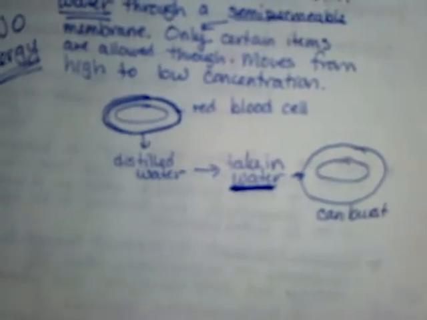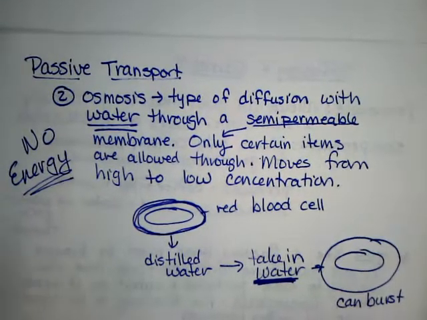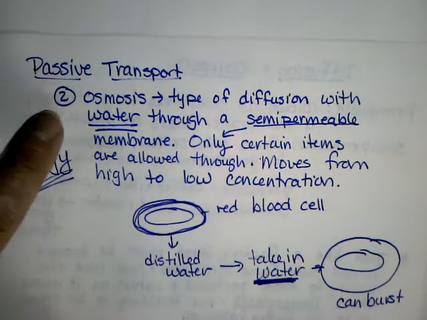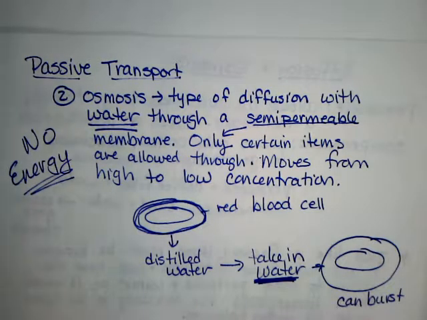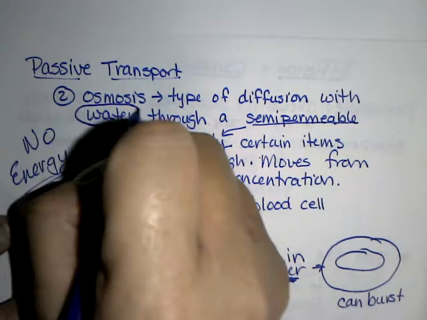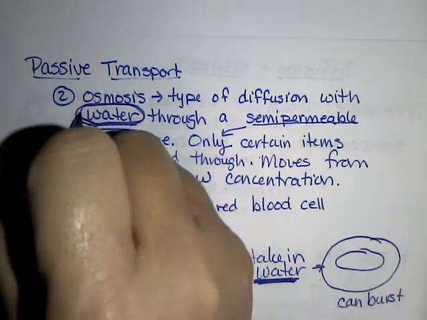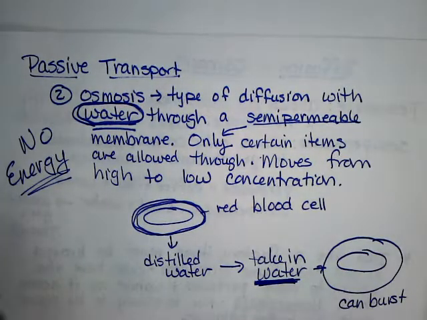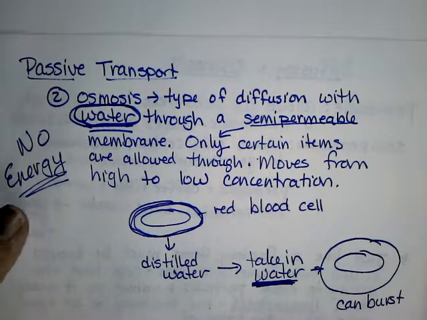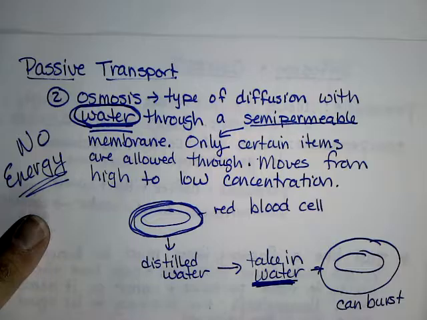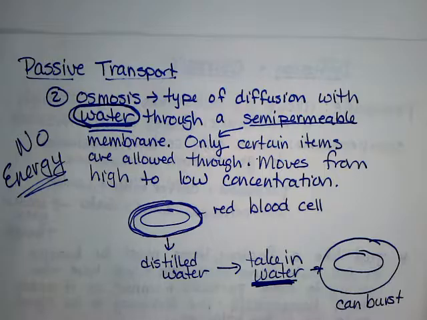All right, let's flip it over. We're still talking about passive transport. Number 2 is osmosis. Osmosis is a type of diffusion. Don't get this confused. It is a type of diffusion, but it only uses the flow of water through a semi-permeable membrane. Okay? No energy is required. And we'll talk more about this when we review next class. Thumbs up if everybody's ready to go.